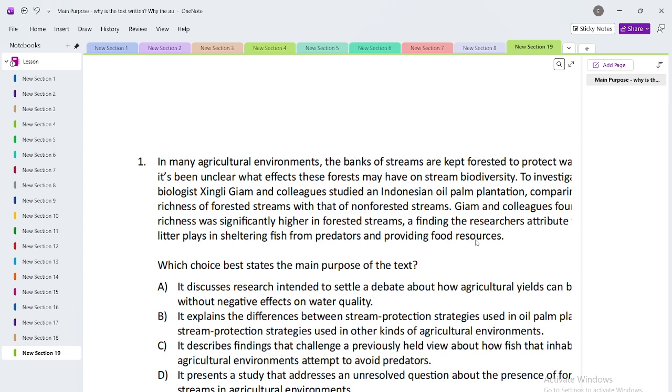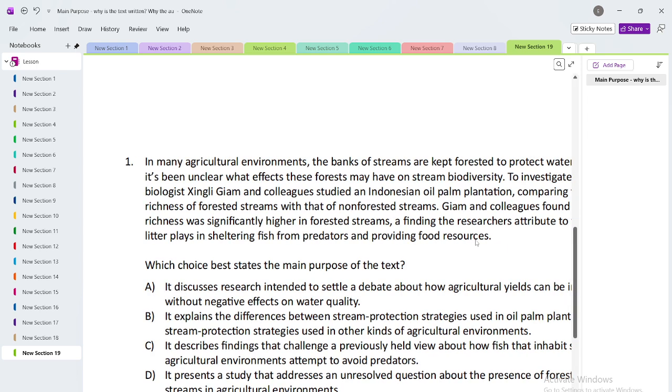Now, when I ask myself why is this text written, what is the author trying to say? I think the author is trying to tell us how much forests benefit streams. I think the author is trying to stress the benefits of forests on streams. That's what I think. Now, I don't expect to have the same answer in one of the answer choices. I expect something similar. So let's read them and see what the answers are.